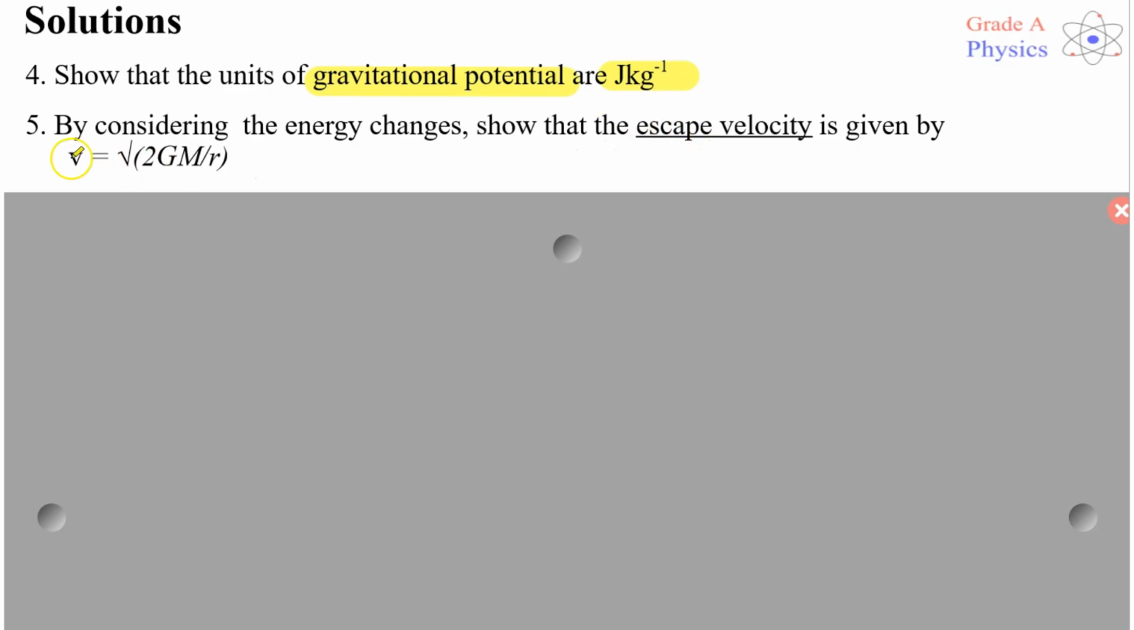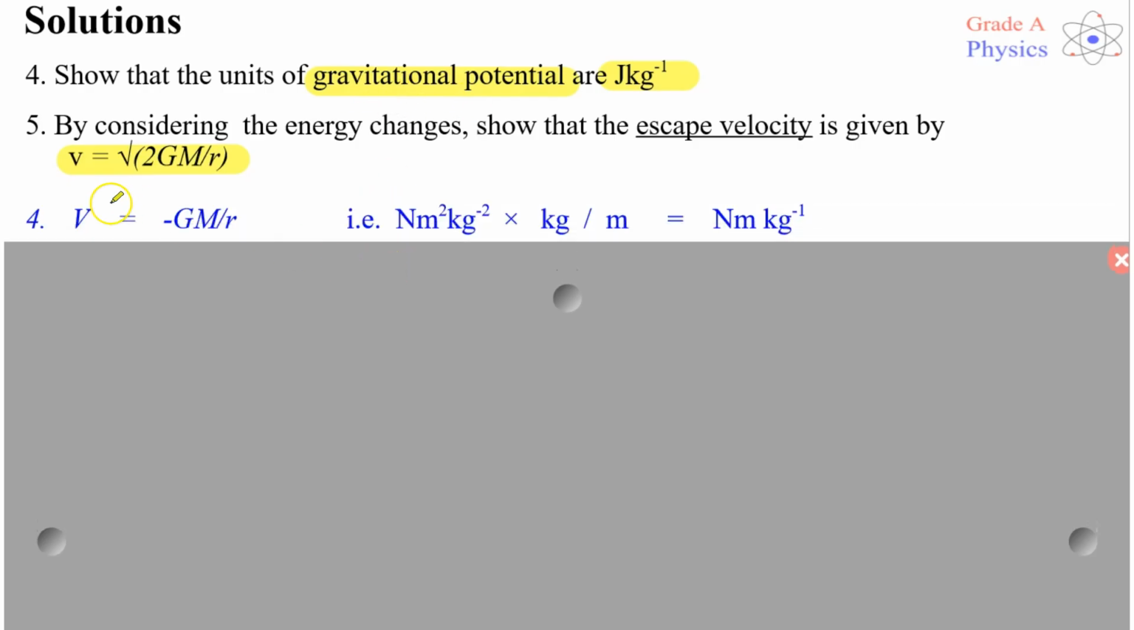And we might be asked to derive this formula. So you may or may not be given this, depending on which exam board you're doing. But this is definitely something which is worth deriving. So let's think about the units. So we always start off with the formula. So we're trying to find gravitational potential. V is equal to minus GM over r.